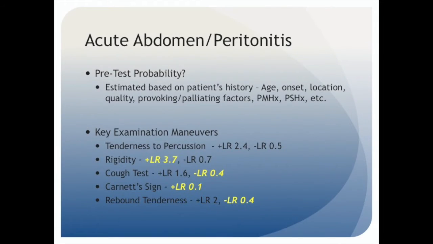As you can see, other physical exam maneuvers, such as tenderness to percussion, rigidity, and rebound tenderness, are also useful in either ruling in or ruling out peritonitis, depending on their positive and negative likelihood ratios. Here's Dr. Henderson again to talk about his approach to the patient who may have an acute abdomen.